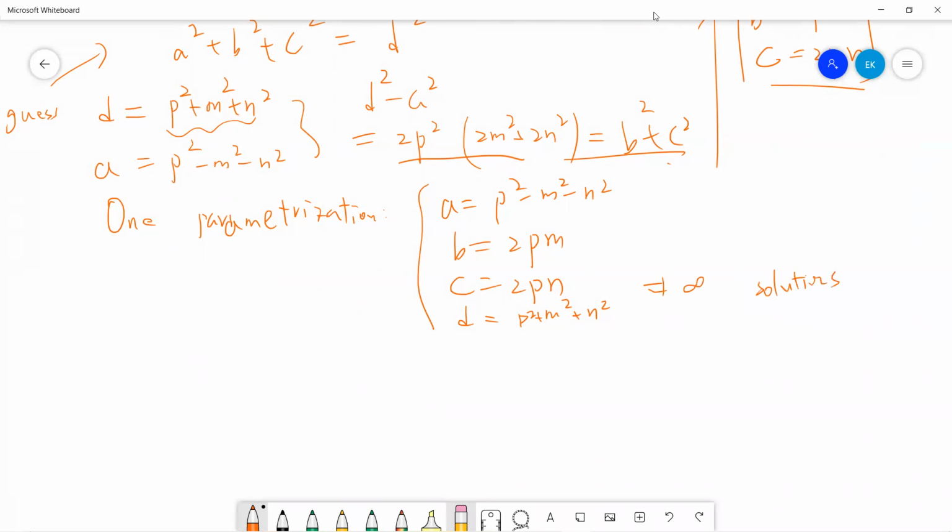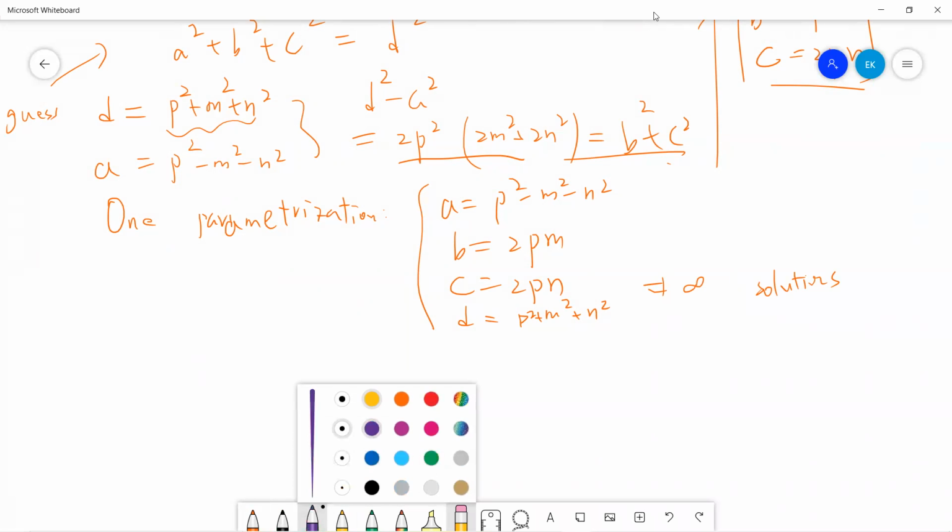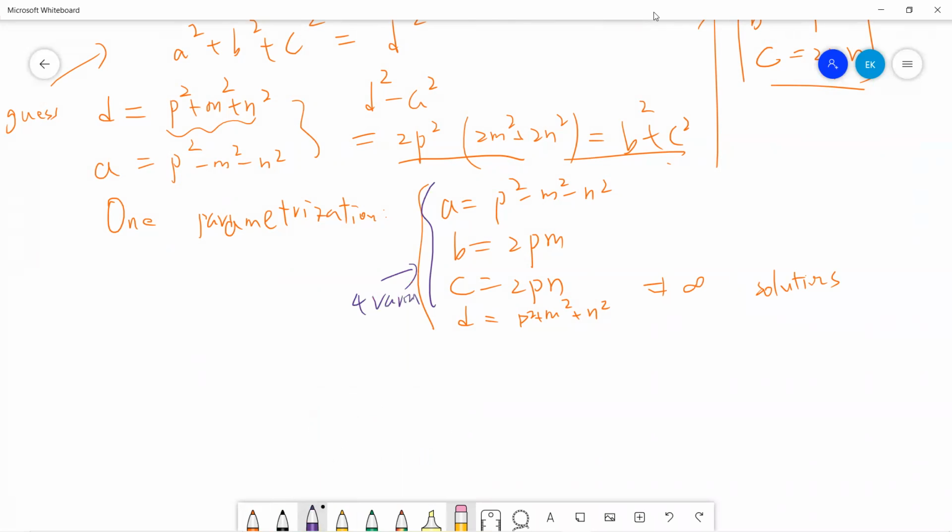But this solution gives me some confusion. The confusion is that there are 4 variables here, but I think I only have 3 degrees of freedom, 3 DOF. Since we have the constraint a squared plus b squared plus c squared equals d squared, which is complicated, we should have 3 degrees of freedom. But this is not the case.